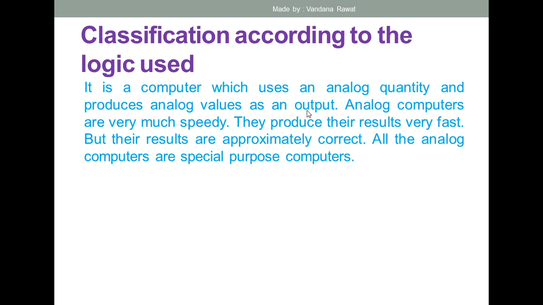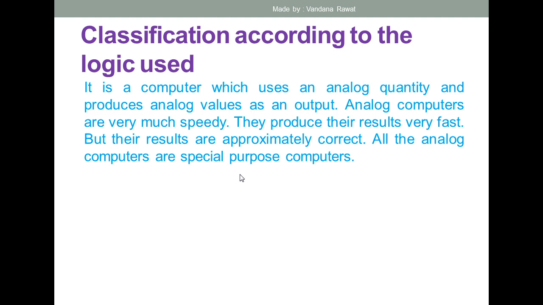Analog computers are very speedy because they measure the continuous measurement of any physical property. That is why the speed is very fast, and they produce the result very fast, but as I have said, the result in this case is approximate. That means you are not getting the accurate output which we generally have in case of digital computers. In digital computers we have accurate output in each and every case, but these types of computers give approximate output. So this is one of the disadvantages of these computers.